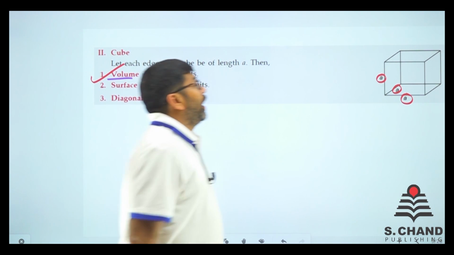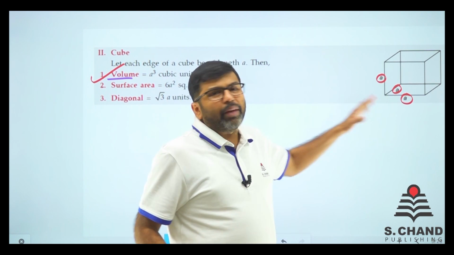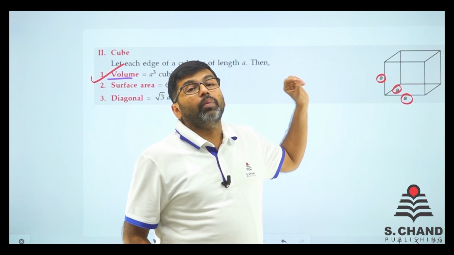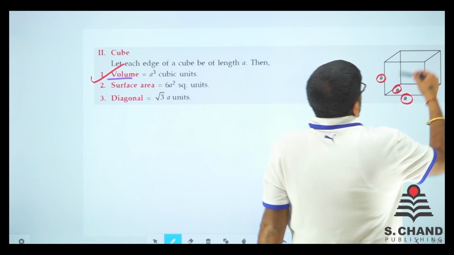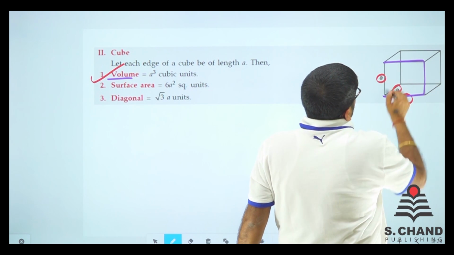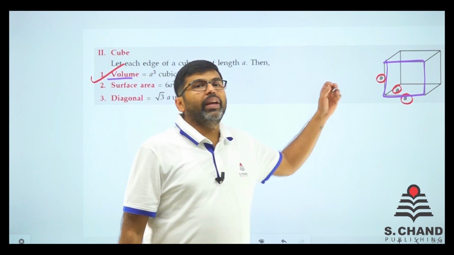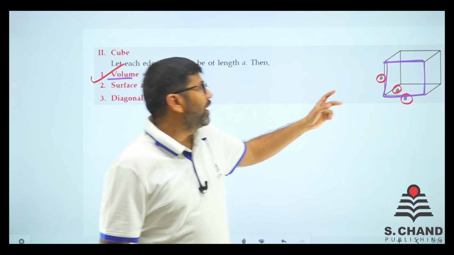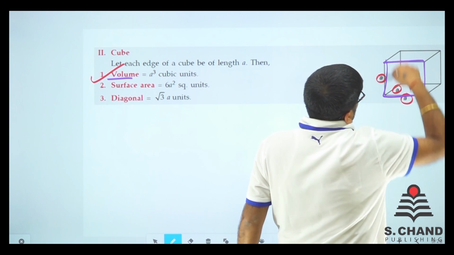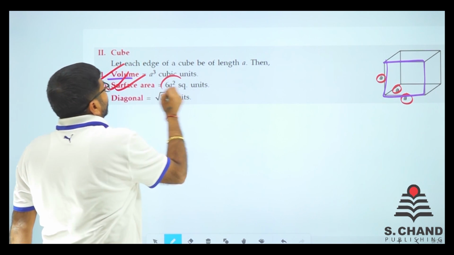Surface area, as in the cuboid there were 6 surfaces, same as a cube. Cube also has 6 surfaces. So when you talk about 6 surfaces, we have this 1, 2, 3, 4, 5 and 6. The area of one surface, any surface, is the area of the square with the side A, that is A square. So we have 1A square, 2A square, 3A square, 4A square, 5A square, 6A square. So it will be 6A square units.